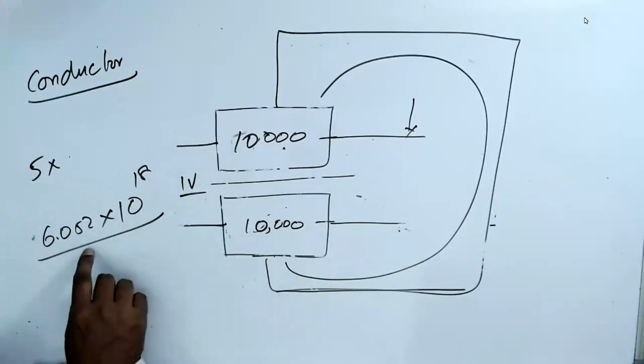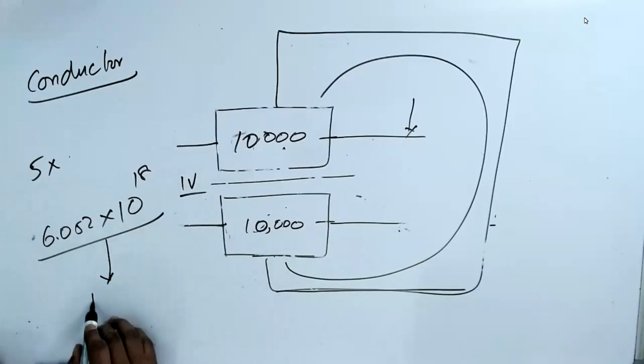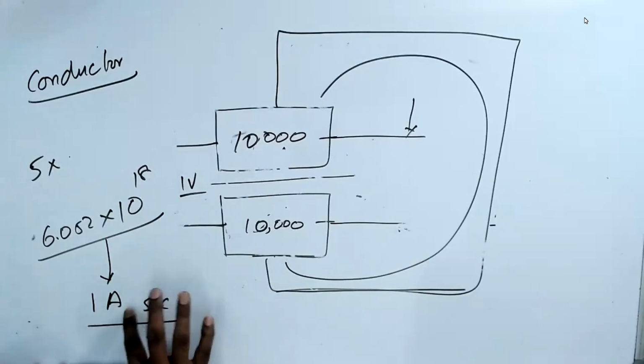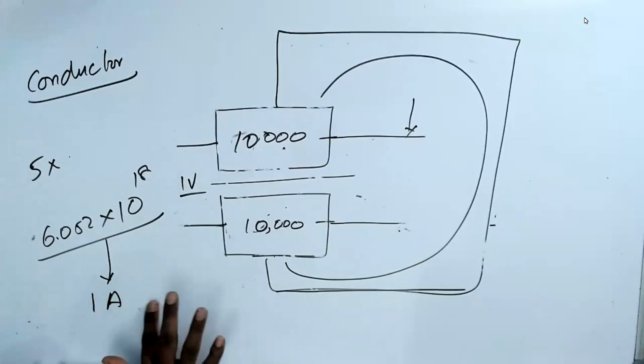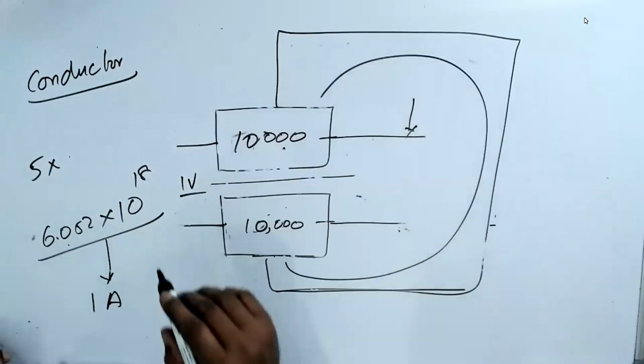And people also say that this is a unit called 1 ampere, not 1 ampere per second, so 1 ampere. That means that if this many electrons flow through that, how much?